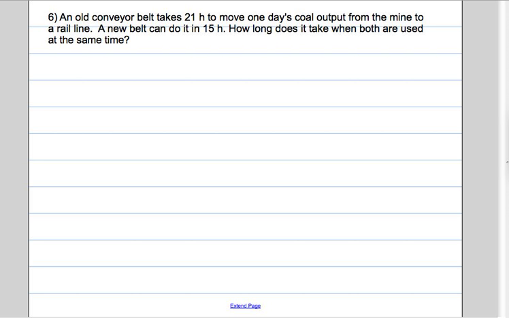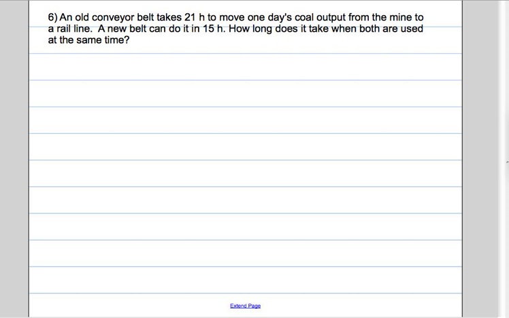So problem number 6, it says, an old conveyor belt takes 21 hours to move one day's coal output from the mine to a rail line. A new belt can do it in 15 hours. How long does it take when both are used at the same time?